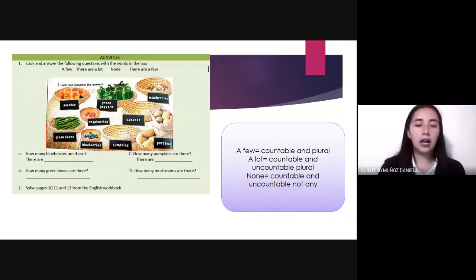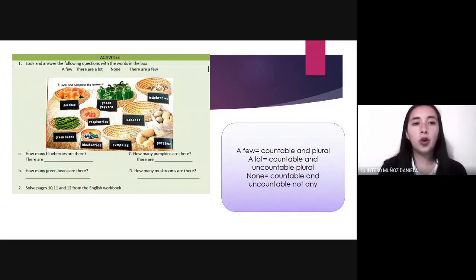For example, a few, like the blueberries. As you can see in the picture, blueberries are few. Como aparece en el ejemplo, blueberries, pocas. A lot, for example, the green peppers, que hay muchos. And none, like the bananas. Como pueden ver, no hay ninguna. Entonces, none, que no hay nada.